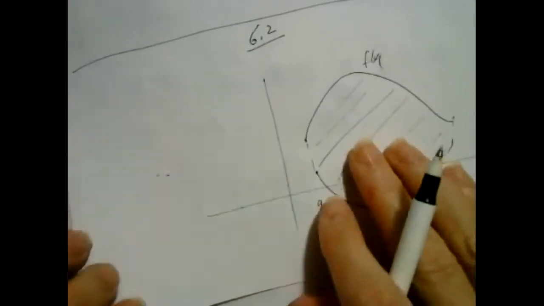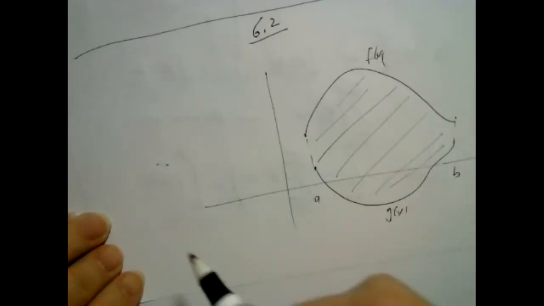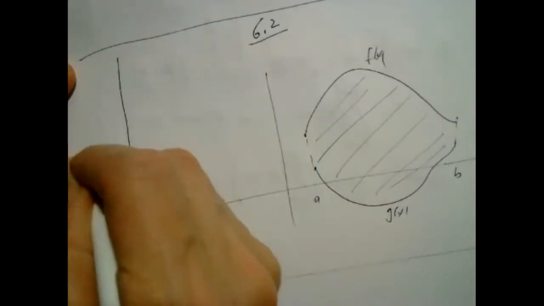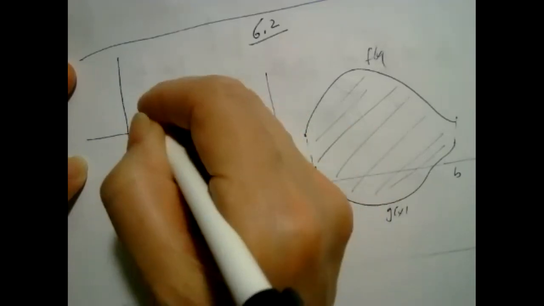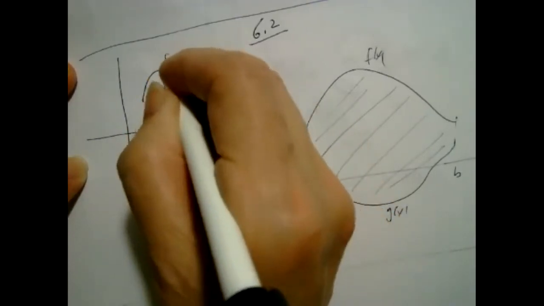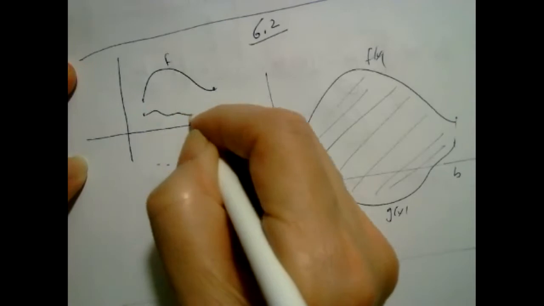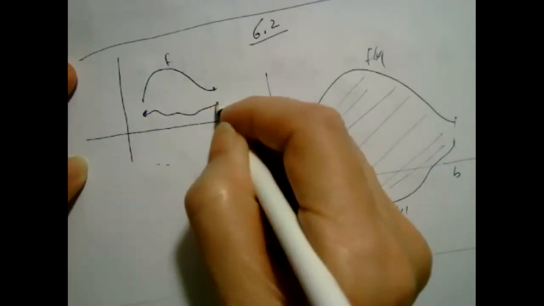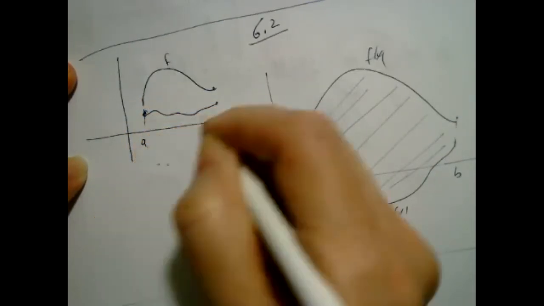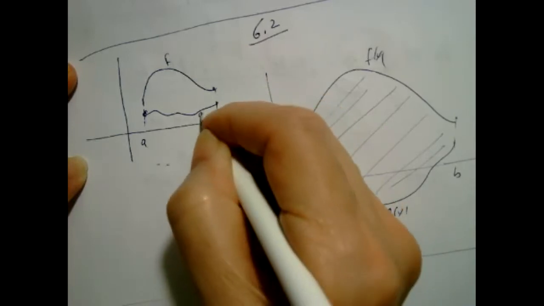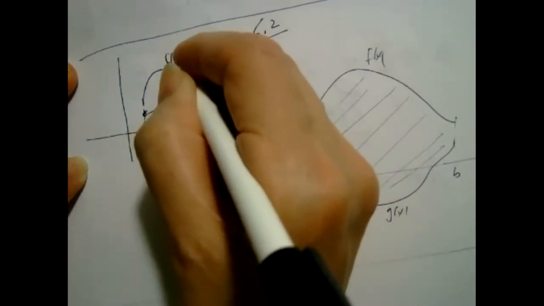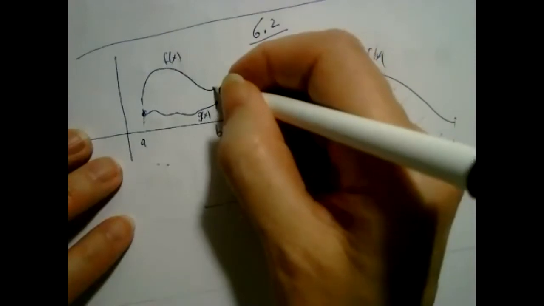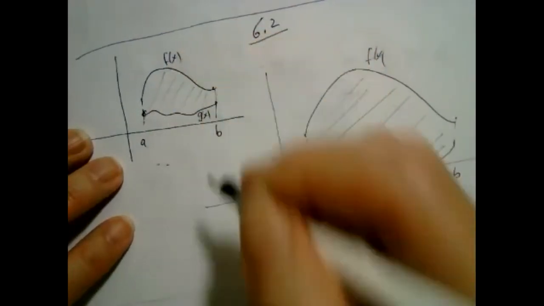I'm going to give you an easy scenario, then I'm going to go to the harder scenario. You don't have to write. I'm just talking now. Suppose I take f to be like this and g to be down there. This is a, this is b. So the bottom is g, the top is f, and I ask you to find the area between them.